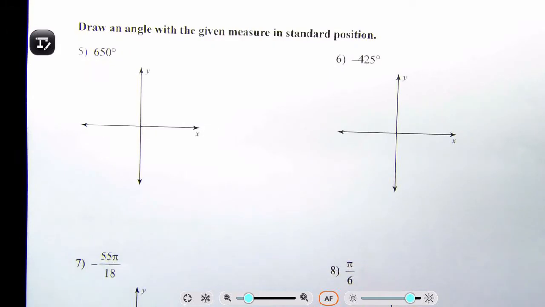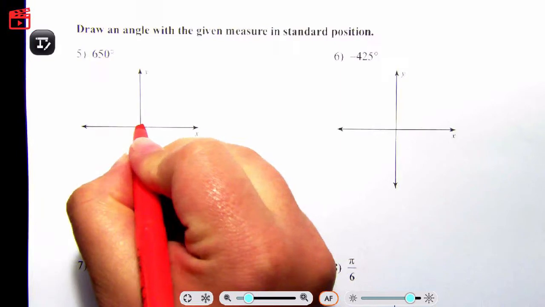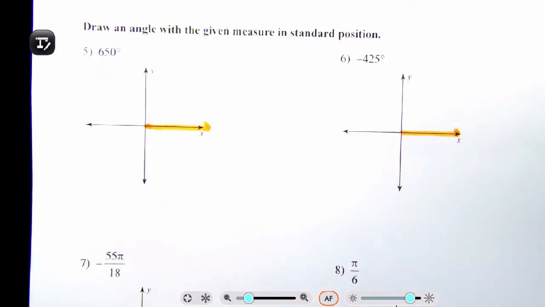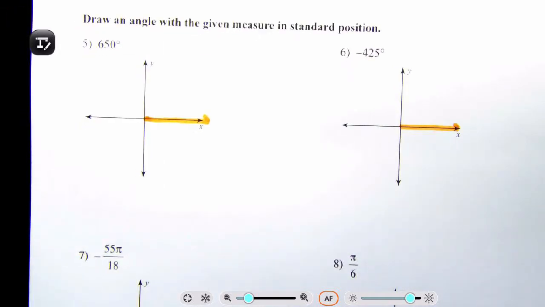Moving on to question number 5. It says, draw an angle with a given measure in standard position. Now, standard position means you have an initial ray. This is your initial ray. And it is counterclockwise. The first one is we have 650 degrees.